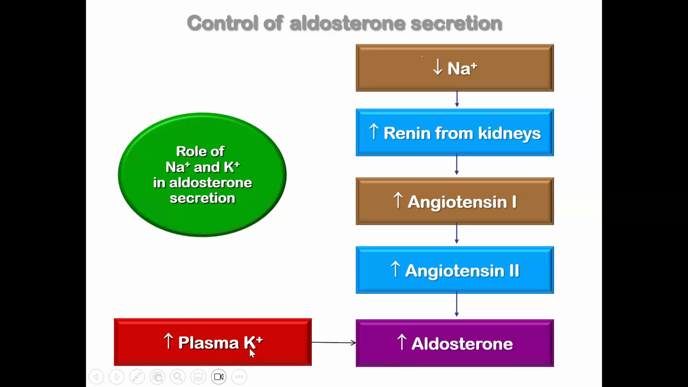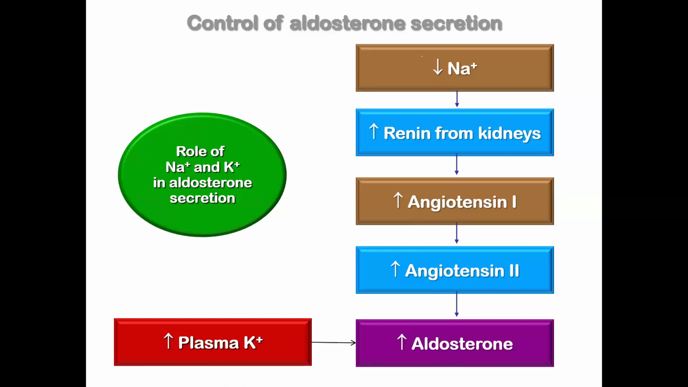At the same time, if sodium levels are low in the blood, if there is decreased sodium, this will also stimulate the release of aldosterone from the adrenal gland. But the effect is not exerted directly. It is exerted through the activation of renin, which is a protein released from the kidneys. So decreased sodium will stimulate the kidneys to release renin. This renin will act on a protein in the blood, angiotensinogen, which will get activated and converted into angiotensin 1 and then angiotensin 2. Now angiotensin 2 will stimulate the release of aldosterone.